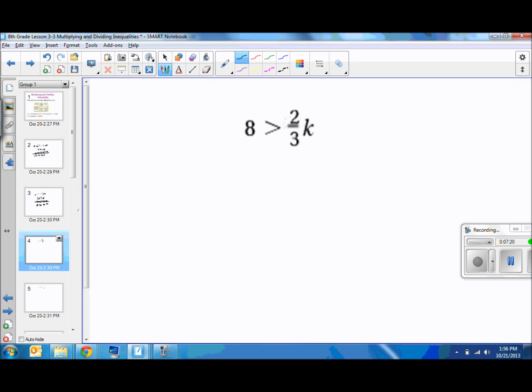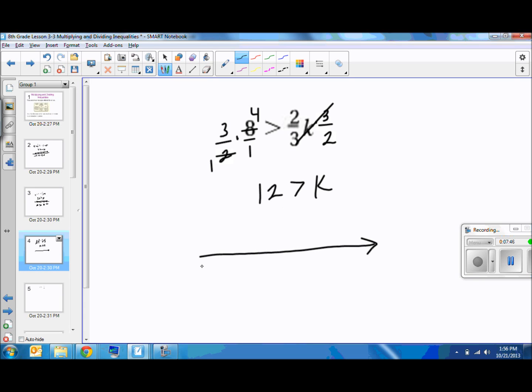Look at the next one. It's a fraction. Remember, when we divide fractions, we multiply by the reciprocal. So I always take the reciprocal of the number next to the variable. Cancels out, I get k is less than 8 over 1, 3 times 4 is 12. So k is less than 12. So all the numbers that are less than 12, this would be an 11, 10, 9. Open circle pointing to all the numbers that are less than.